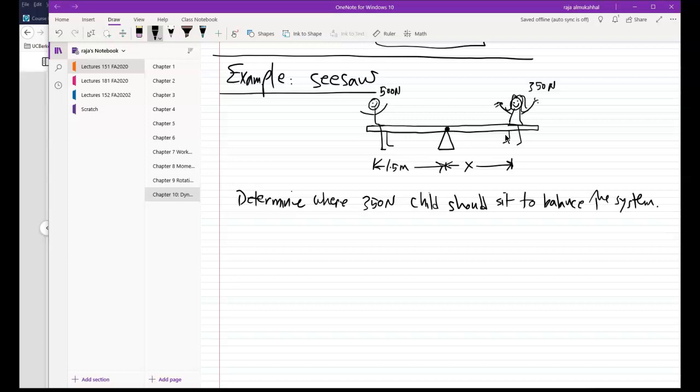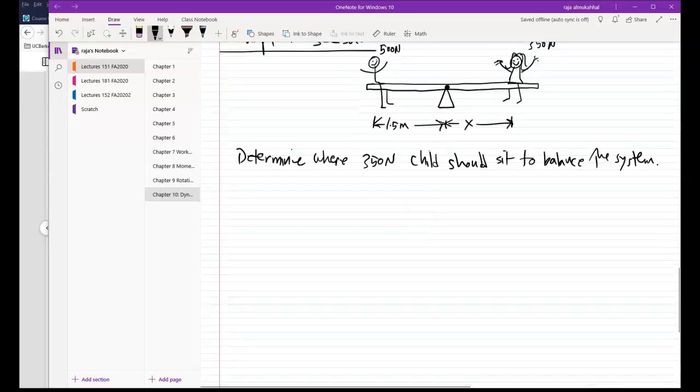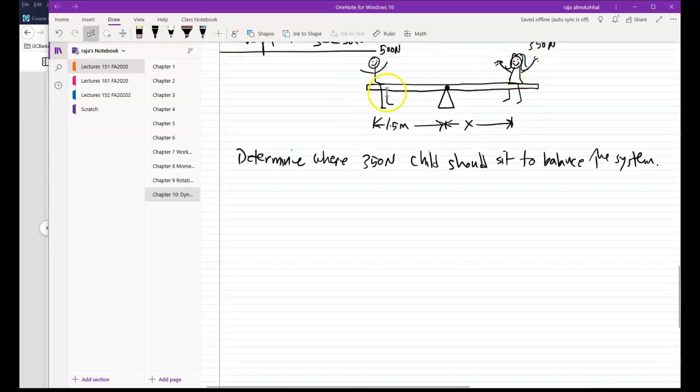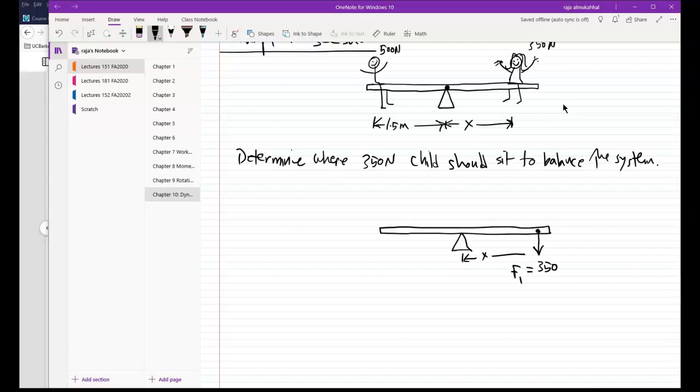Got it? Okay, so how do we do it? Well, first of all, I'm going to redraw the seesaw without the siblings. So here is the seesaw, but I'm going to put the forces in there, a free body diagram. Here is the seesaw, here is the fulcrum, and here is the sister, 350 force. I'm going to call that F1, and she is an X away from the fulcrum right here.